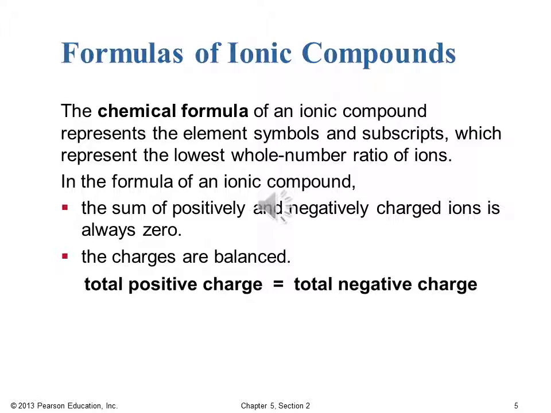Notice that the sum of positively and negatively charged ions is always 0, because the charges always have to be balanced to get a neutral compound. So the total positive charge has to equal the total negative charge. And sodium chloride, obviously a good example, but a fairly simple example in that regard. Na+1, Cl-1 to give our NaCl formula.